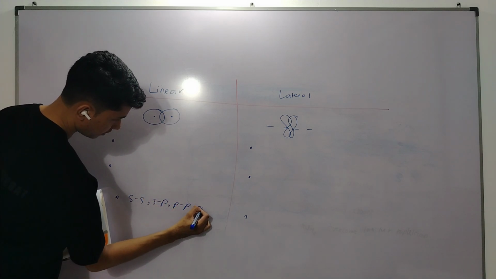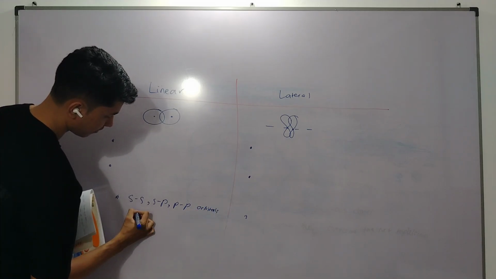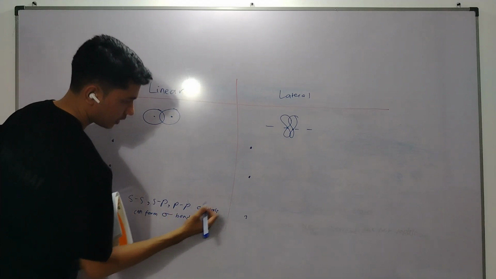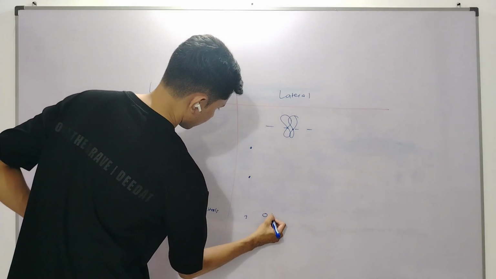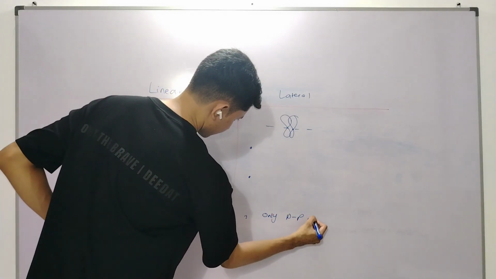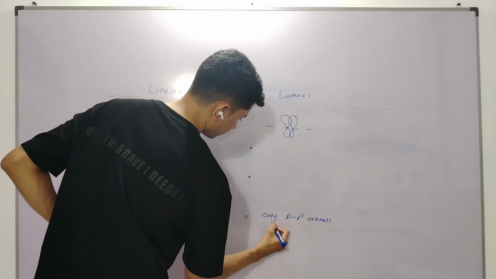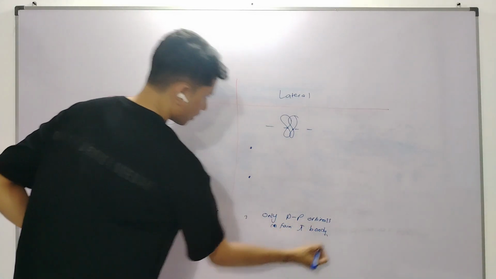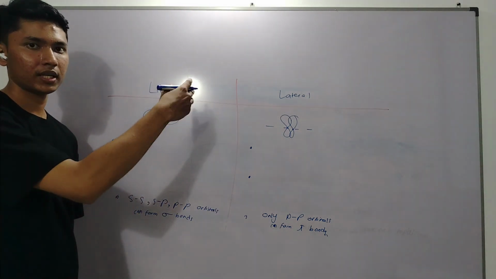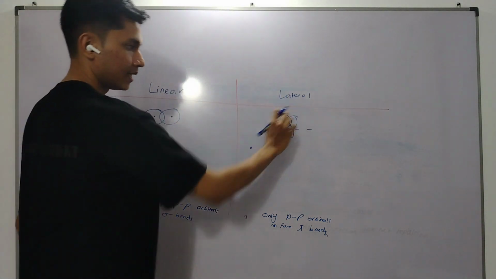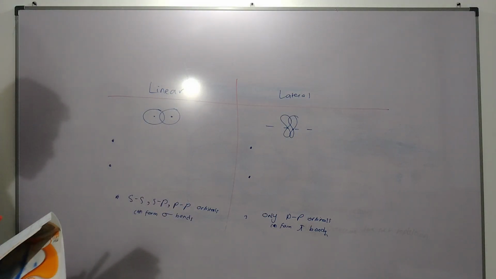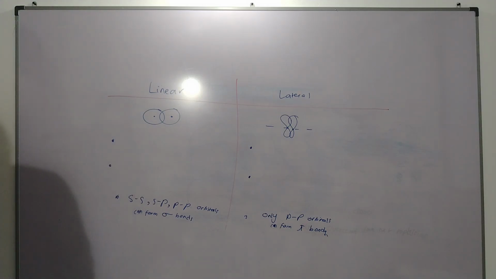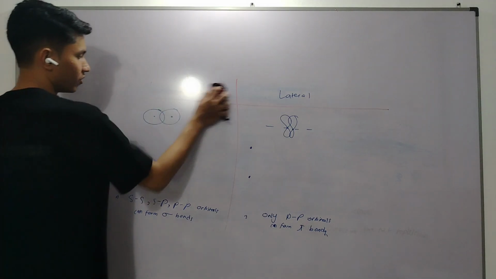Sixth point. S and P orbitals can form sigma bonds. Here, only P orbitals can form pi bonds, because S orbitals cannot overlap laterally; only P orbitals can overlap laterally. Write these points down and let's move on to the next topic.